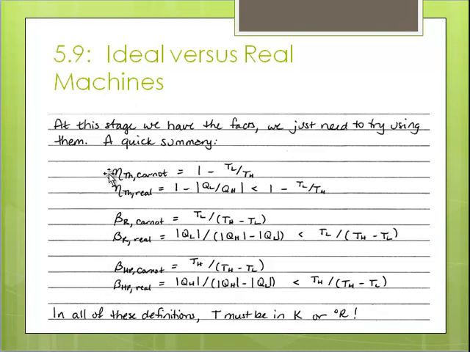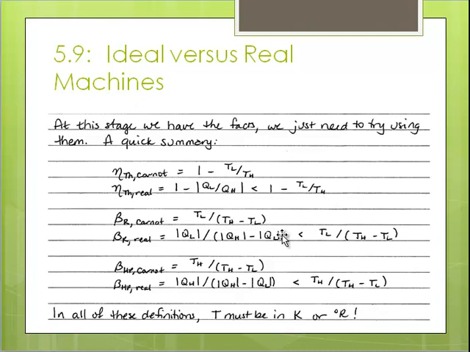If it is reversible or a Carnot, the thermal efficiency is 1 minus TL over TH. For something real, it's 1 minus the amount of heat transfer at the low temperature over the amount of heat transfer at the high temperature. I'm putting these in absolute values because it's easier to work with that way. So 1 minus that ratio, I'm always going to get something that's less than the Carnot efficiency.